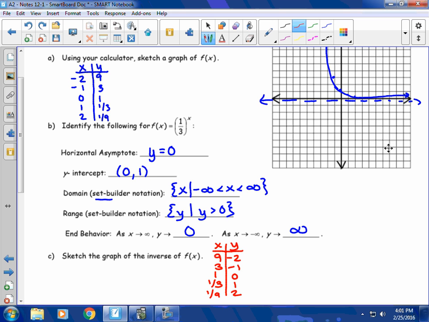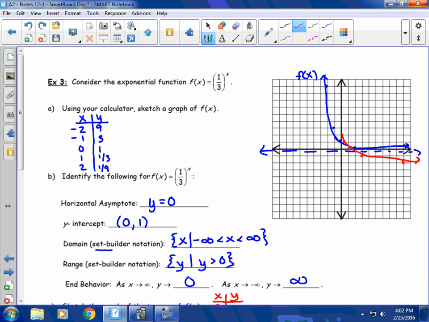Okay, so go ahead and plot those up here. We've got 9, negative 2. So 1, 2, 3, 4, 5, 6, 7, 8, 9, negative 2 is right about here. 3, negative 1, 1, 0. 1/3, 1 would be about there. 1/9, 2, maybe about there. So connect those points, see what you got to work with.